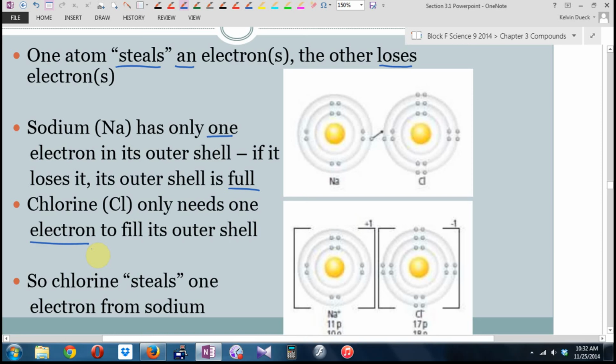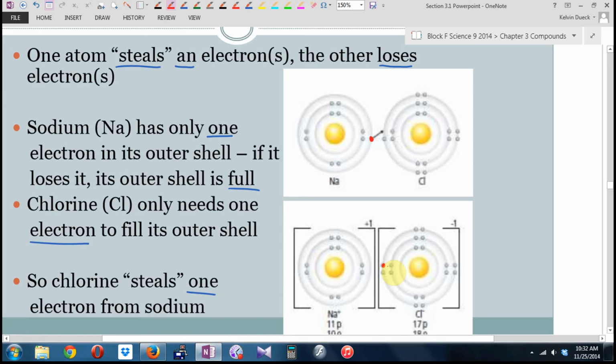So, chlorine steals one electron from sodium. As a picture, it would look like this. And just to color code it for you, if that's the sodium electron, there it is right there. Seven of those outer electrons are from chlorine. One electron is from sodium.